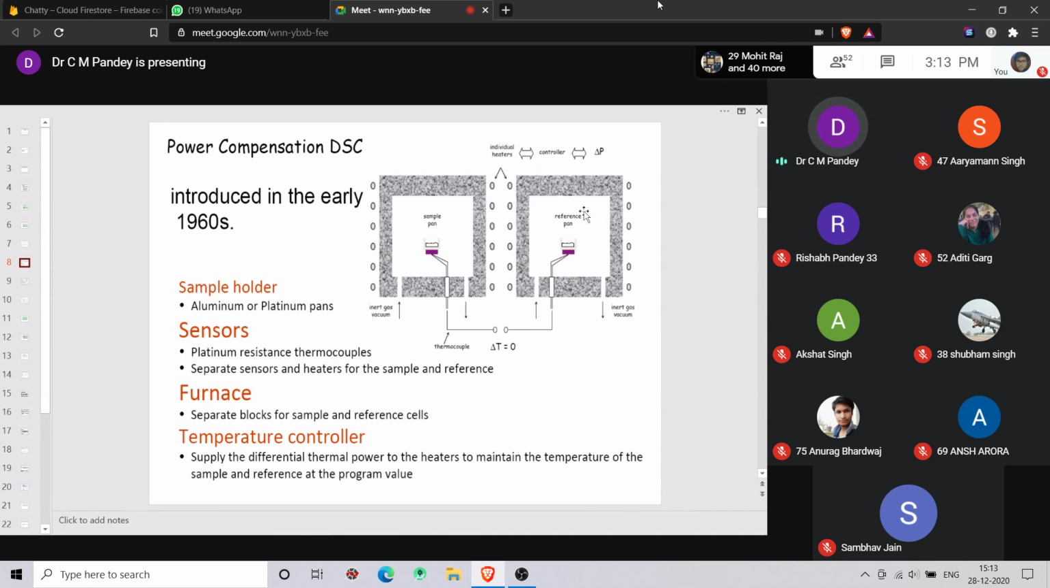So in power compensation DSC, two separate chambers are there, and there are separate sensors and heaters for the sample pan and the reference pan, and an individual heater, that is the furnace, for the sample pan as well as the reference pan. And the temperature controller supplies the differential thermal power to the heater to maintain the temperature of the sample and reference at the program value. So this temperature controller that is connected with the furnace provides power to maintain the temperature of the reference pan equal to that of the sample pan. So the power that is required to maintain the temperature of the reference pan equal to the sample pan is measured in DSC. That is power compensation DSC.